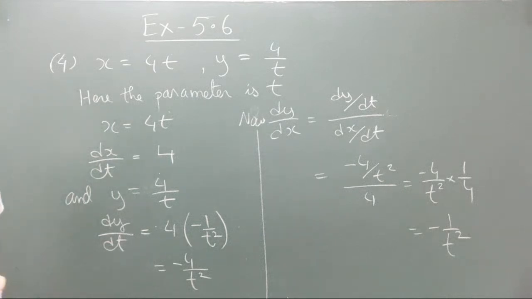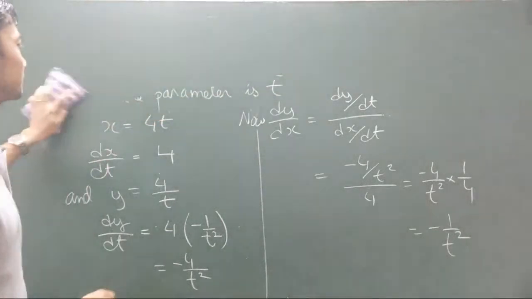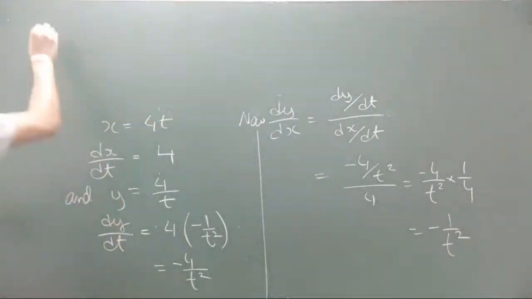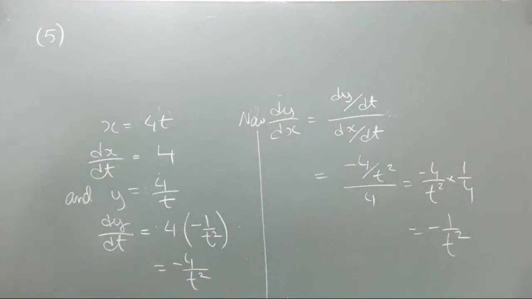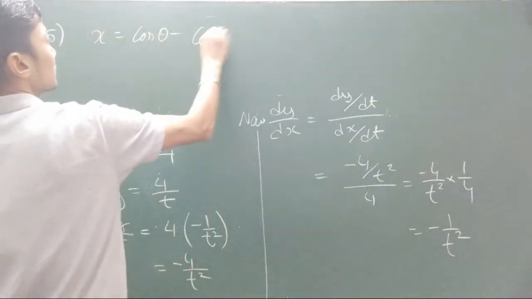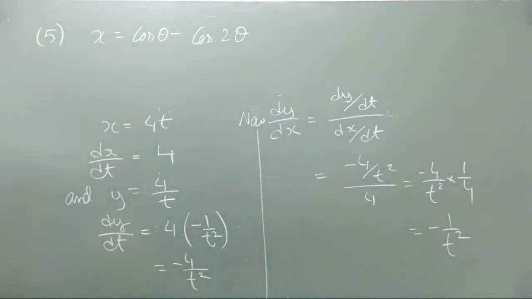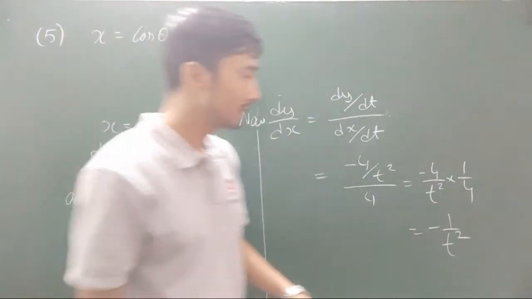Alright, let's move on to number 5. Now questions will get bigger slowly. x is cos theta minus cos 2 theta. Alright, so you can just write down, let me not write down that. I'm just going to start with the derivatives directly.